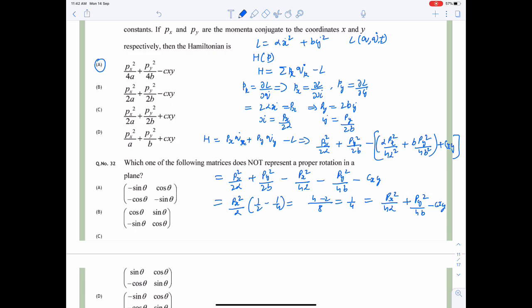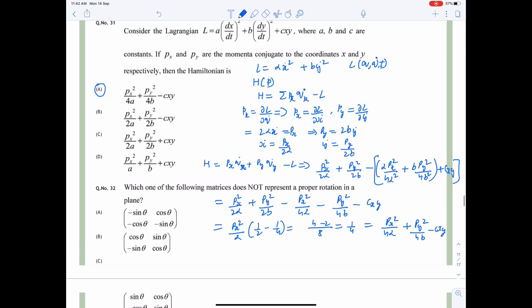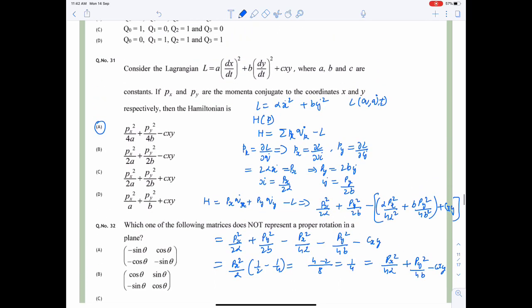I think it is 2 upon 8 upon 4. Yeah, it is correct. So your answer is A. So it is very similar. What you have to remember is the formula. And in GATE, many questions are of this type.